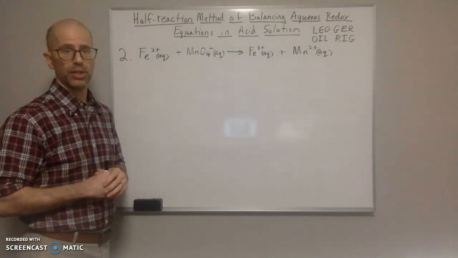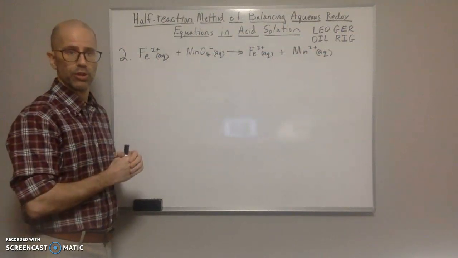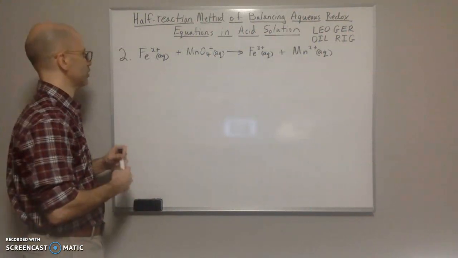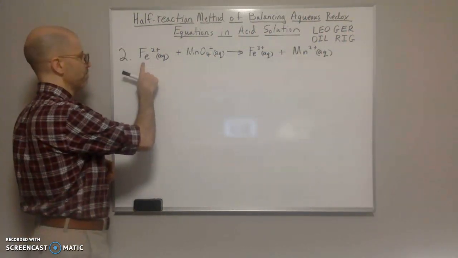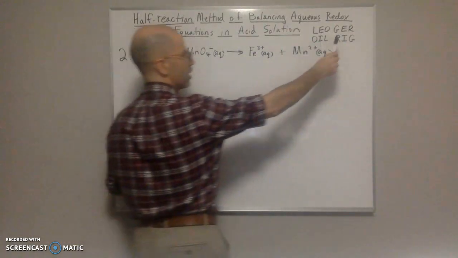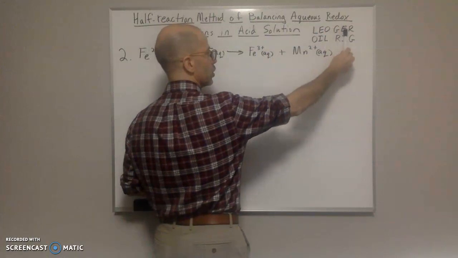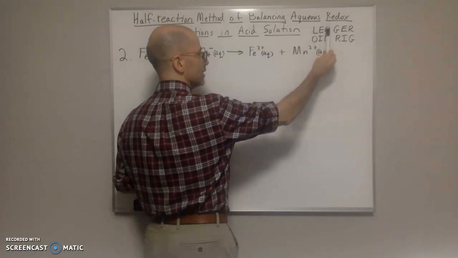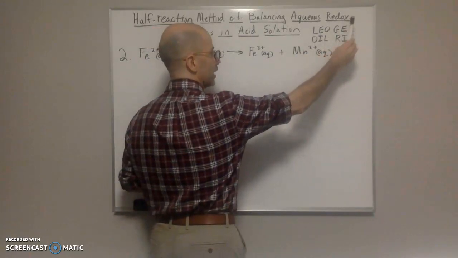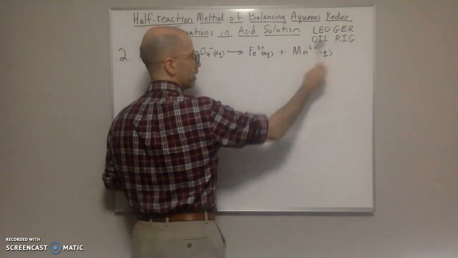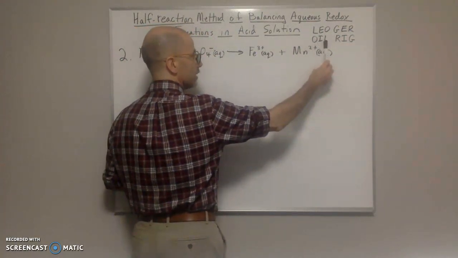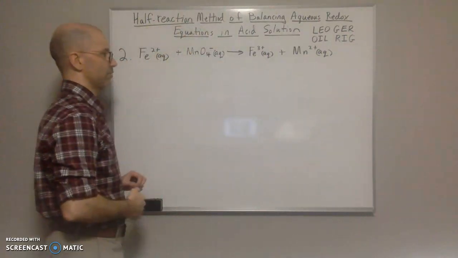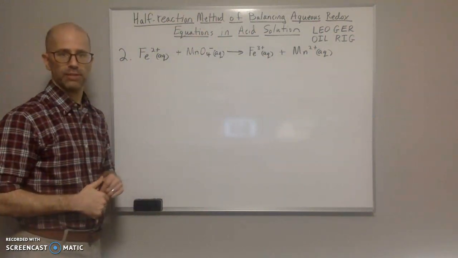So again, the first step you want to do is separate them into their half reactions, the reduction reaction and the oxidation reaction. Let's do the oxidation. So we'll look at iron and we'll see what's happening with iron. Again, here are our mnemonic devices, LEO GER and OIL RIG. So LEO is loss of electrons is oxidation, gain of electrons is reduction. Or OIL RIG, oxidation is loss of electrons, reduction is gain of electrons. So either one of those mnemonic devices should work.